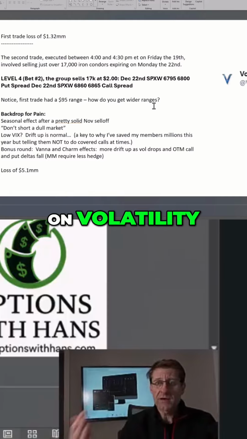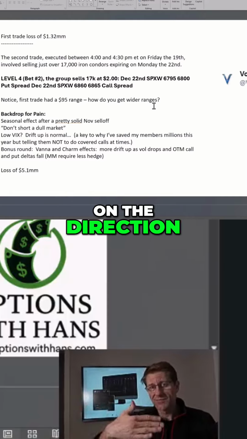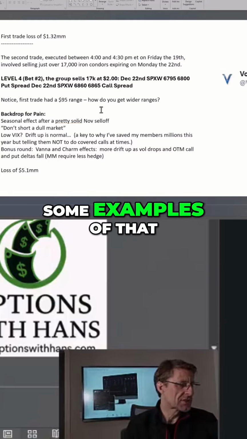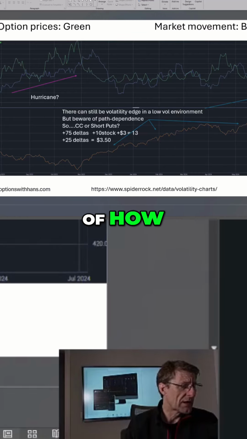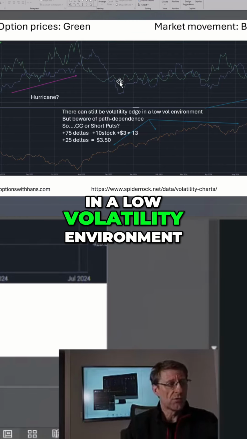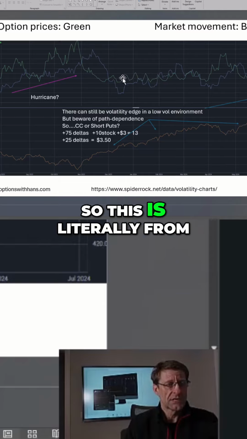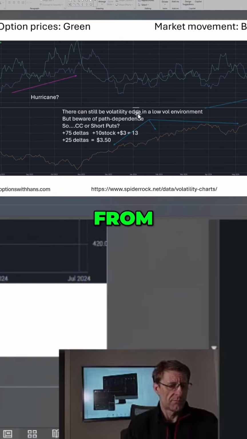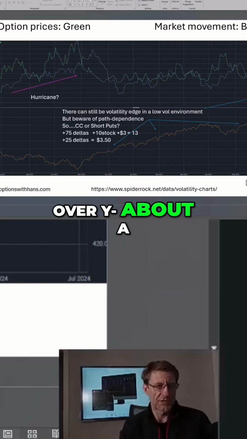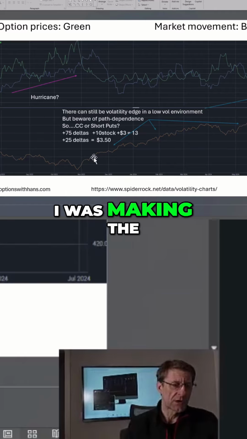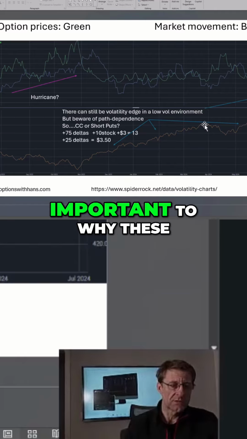You can be right on volatility, but wrong on the direction. And I'll show you some examples of that in a moment. So here's an example of how, look, in a low volatility environment. So this is literally from my course from a while ago, about a year and a half ago.